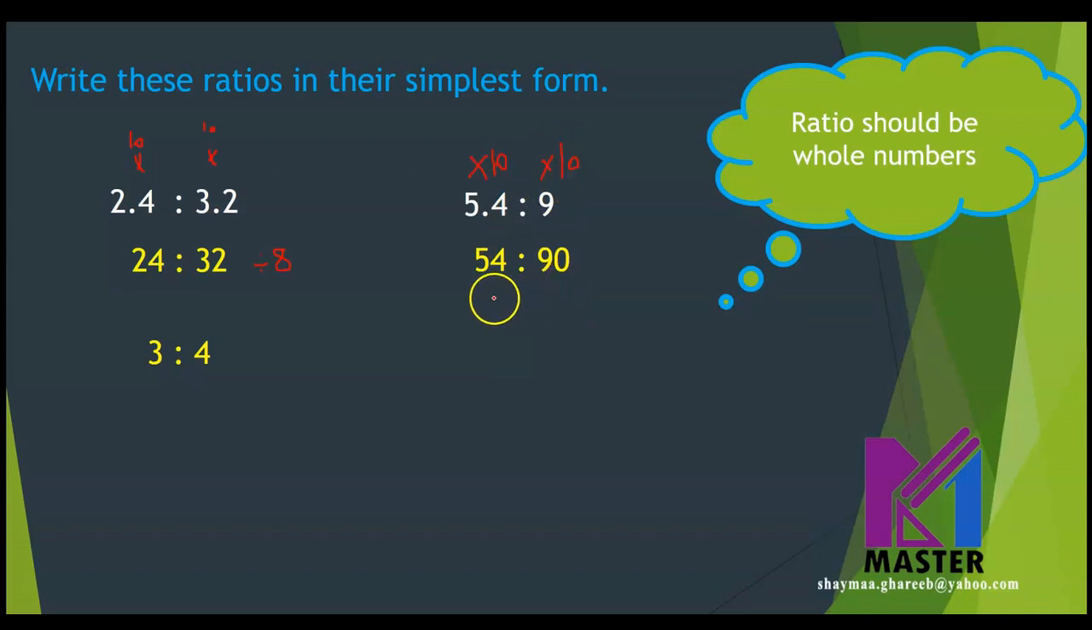Now I will simplify. If I divide both numbers by 9, 54 divided by 9 equals 6 and 90 divided by 9 equals 10. Can I simplify it more? It's not the simplest form yet. If I divided both numbers by 2, I will get 3 to 5. Can I do any more division? No. Then the simplest form is 3 to 5.